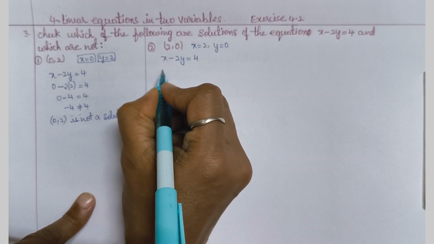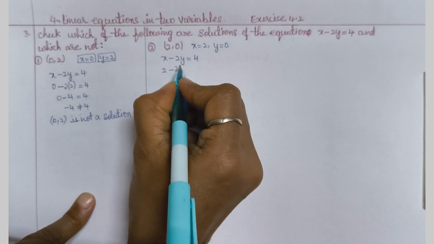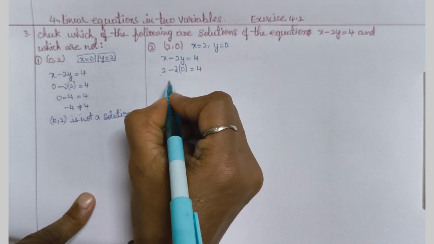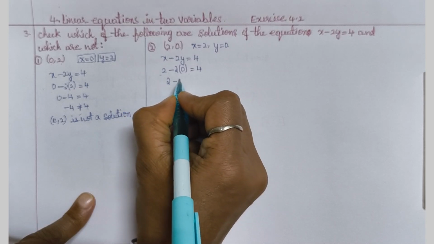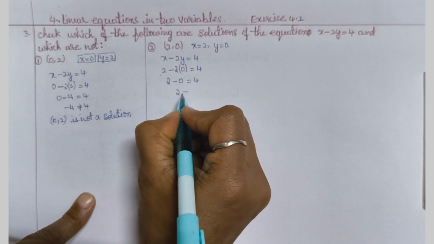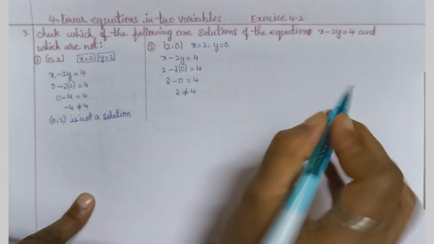x minus 2y is equal to 4. What is the x value? 2. Minus 2 into the y value, which is 0, is equal to 4. Now see here, 2 minus 2 zeros, 0, is equal to 4. 2 minus 0 is 2. Is 2 equal to 4? No, it is not equal to 4.